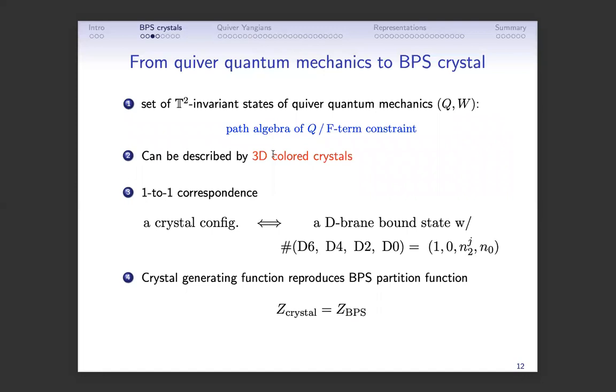The colors correspond to the vertices, so there's a 1-to-1 correspondence. For each crystal configuration, it corresponds to a certain D-brane bound state with 1 D6 charge and a certain combination of D2 and D0 charges. So the crystal generating function can reproduce the BPS partition function.